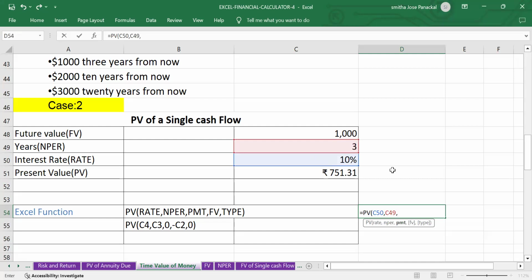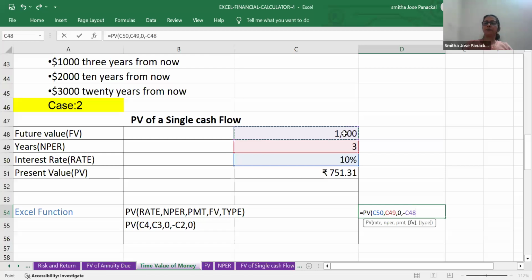PMT is also 0, because this is a lump sum payment, not an annuity. Put 0. Then comma. Then FV is given in negative because we want to convert that to present terms, so put a minus, then select FV. Put a comma. Then type is also 0.